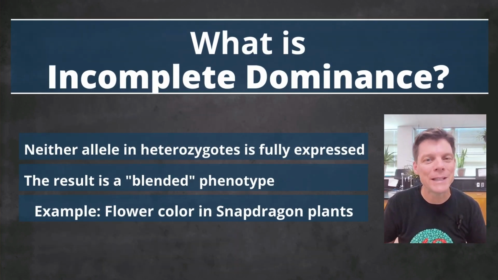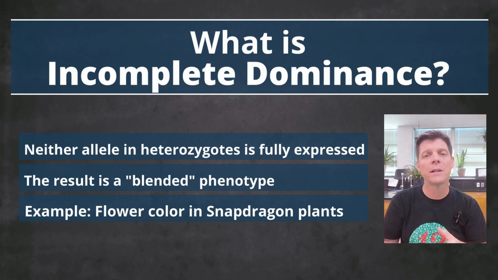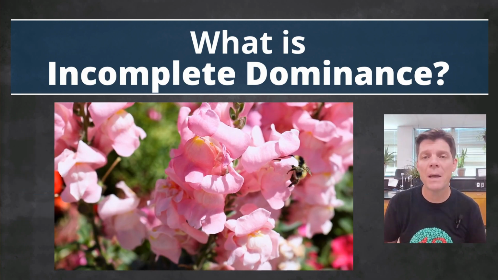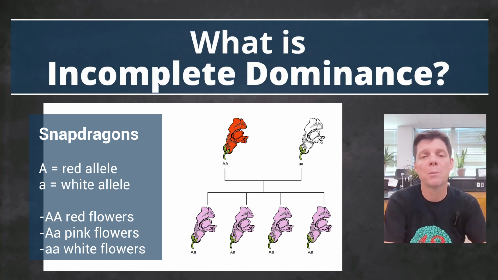What about incomplete dominance? In this type of inheritance, neither allele completely masks the other allele, resulting in a blended phenotype. For example, in snapdragons, if a plant that has red flowers is crossed with a plant that has white flowers, the offspring plants will be heterozygotes and have pink flowers. These examples show that Mendel's dominant versus recessive model doesn't always explain the full picture of inheritance.